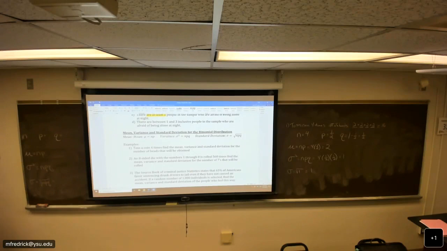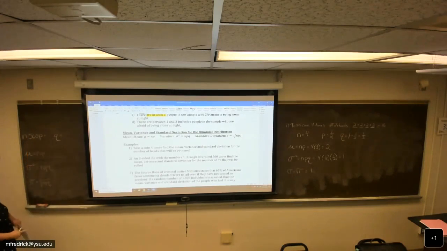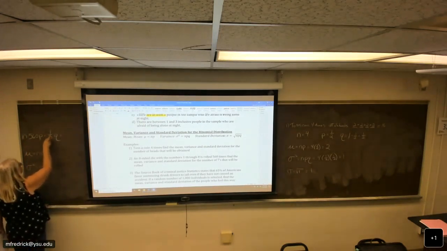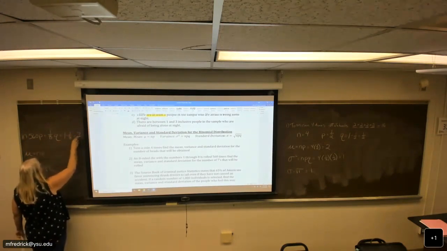So what is N? 560. We're rolling an 8-sided die with the numbers 1 through 8. What is the probability that you roll the number 7? So then Q is 1 minus 1/8, or 7/8.